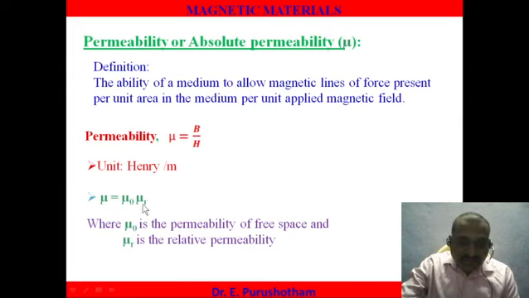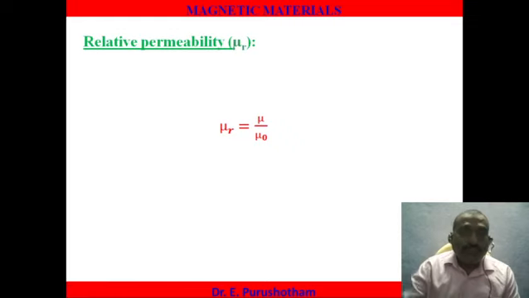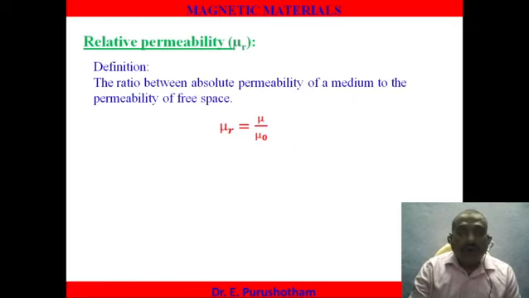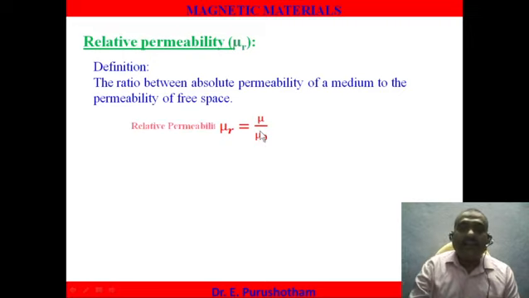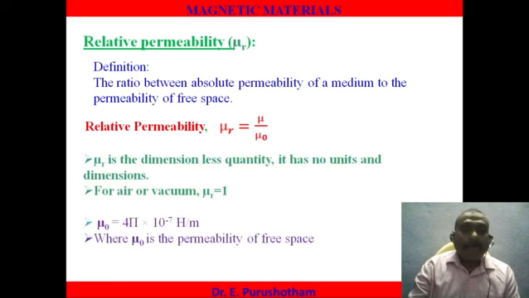We can also define that the product of permeability of free space and relative permeability is called absolute permeability mu, and relative permeability is represented by mu r. You can see here, this is permeability, and this is the permeability of free space. The ratio between permeability and the permeability of free space is called relative permeability, mu r. So mu r is equal to mu by mu naught.